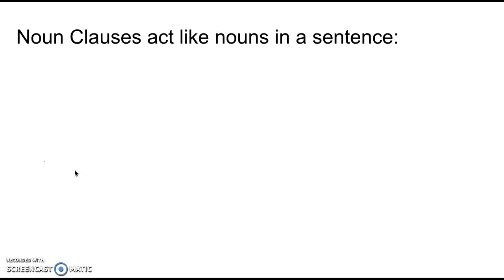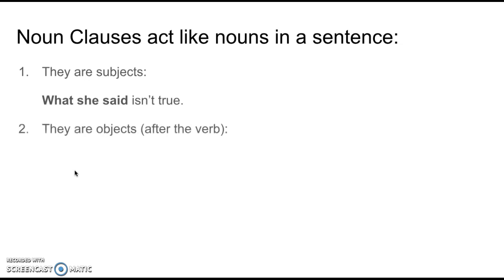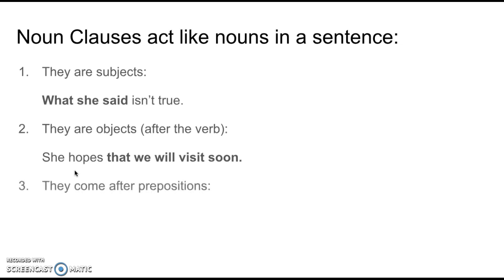So let's look at the clause types individually. Noun clauses act like nouns in a sentence. They are subjects in the sentence. For example, what she said isn't true. They are objects in the sentence. They come after verbs. For example, she hopes that we will visit soon. And they come after prepositions, just like nouns. So, for example, I'm ready for whoever wants to come.